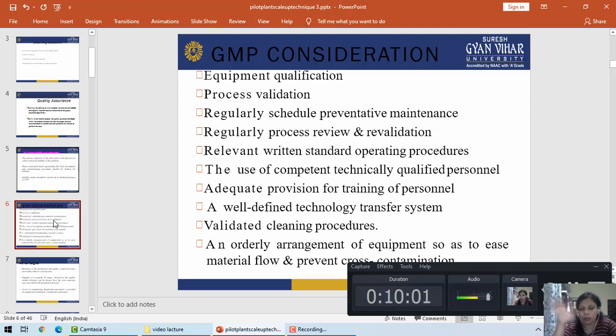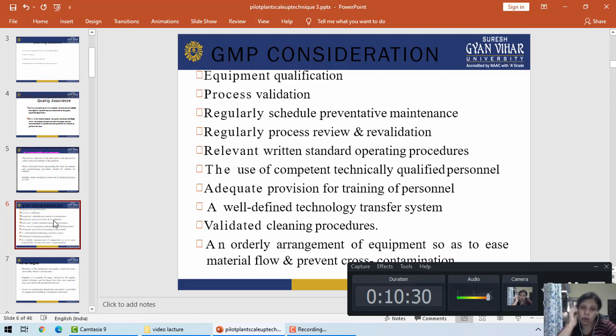For example, our tablet compression machine, if it gives 100 tablets in 1 hour, this is just an example, it will repetitively give 100 tablets per hour. It should not be that in one hour it gives 110 tablets, 120 tablets, and in another hour it gives fewer. So there should be uniformity of results through the equipment.